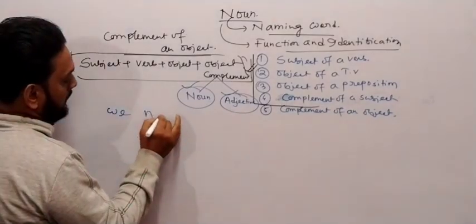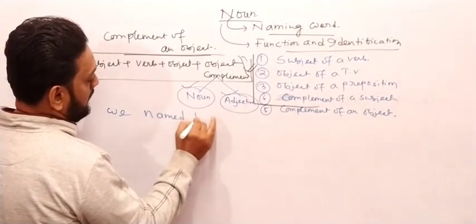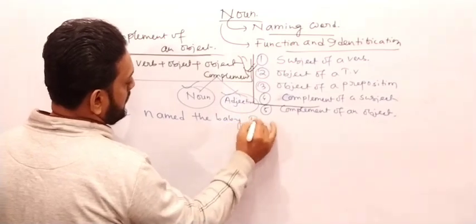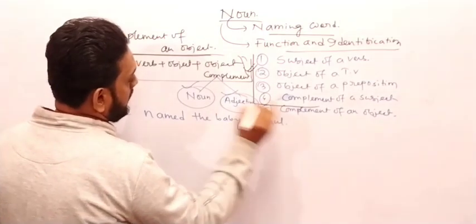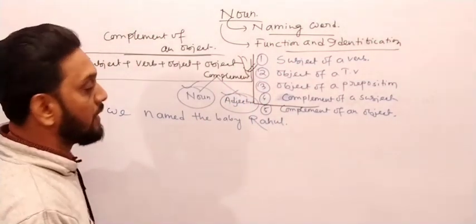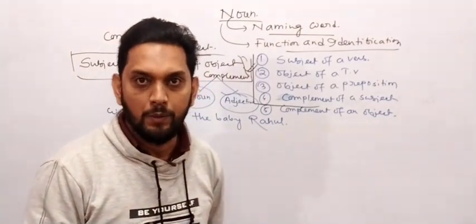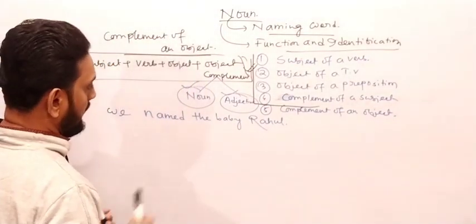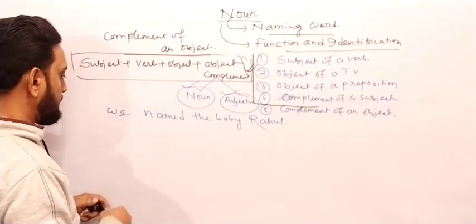We named the baby Rahul. Okay, I have written a sentence: We named the baby Rahul. Now in this sentence, just look at each and every word very carefully.